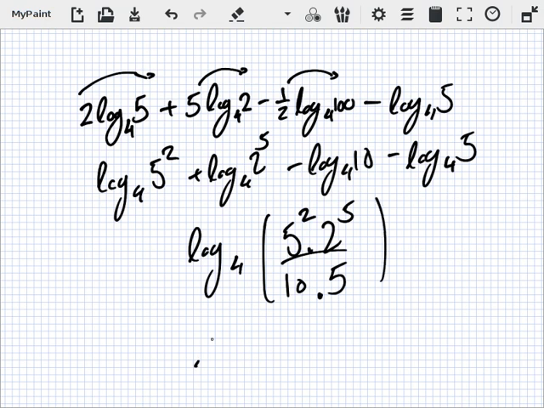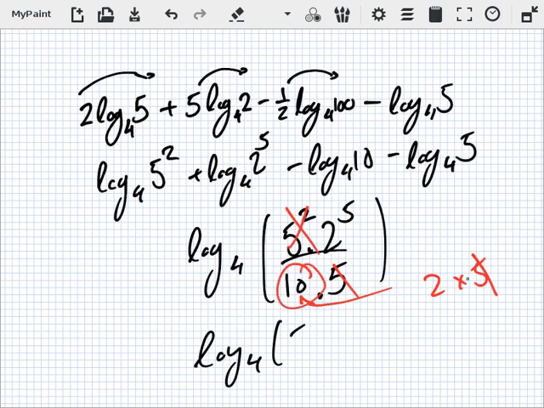So that is log 4. No, this 10 is 2 times 5. So actually, if you think about it, that 5 and that 5 cancel if you change the 10 into 2 times 5. So I'm just left with a 2 and a 2, so it's a 2 4.